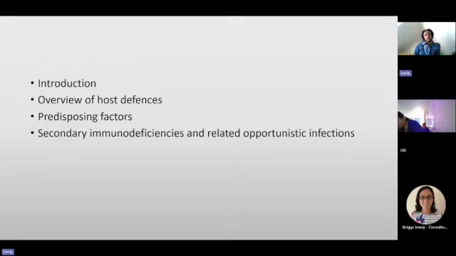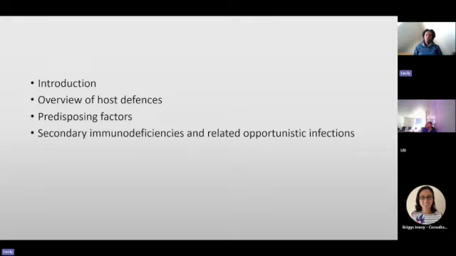So we'll be looking at, it looks like it's short, but with what I've written, it's quite wide, but I've tried to make it as simple as possible. So we'll do the introduction, overview of host defenses. The aim is to understand the deficiencies in the immunity and the results of that. What I mean is what infection you would get when a certain component of your immunity is deficient. Predisposing factors and looking at secondary immunodeficiency and related opportunistic infections.